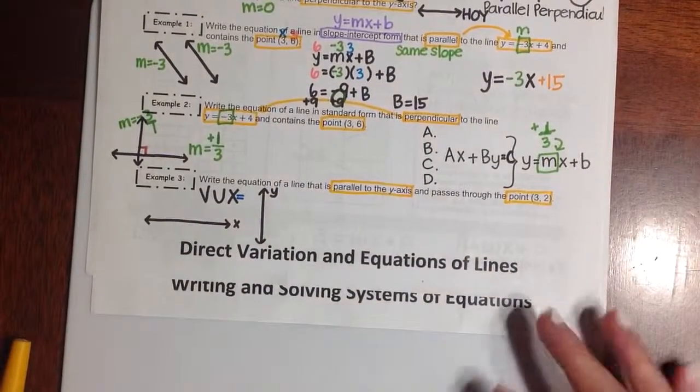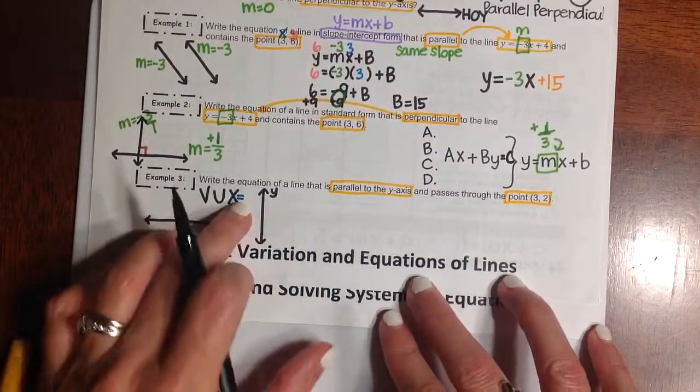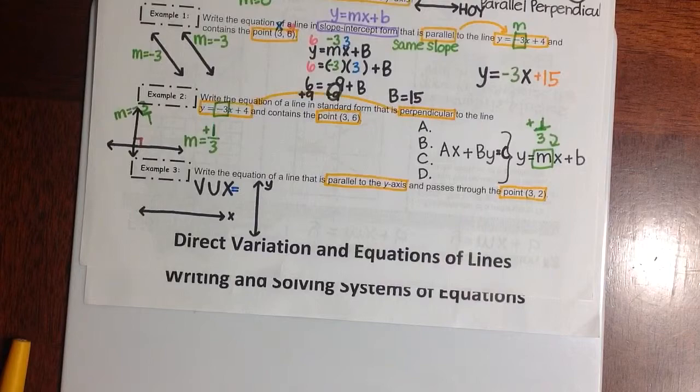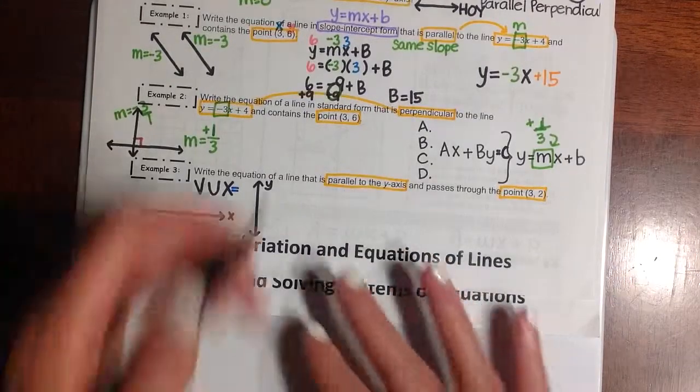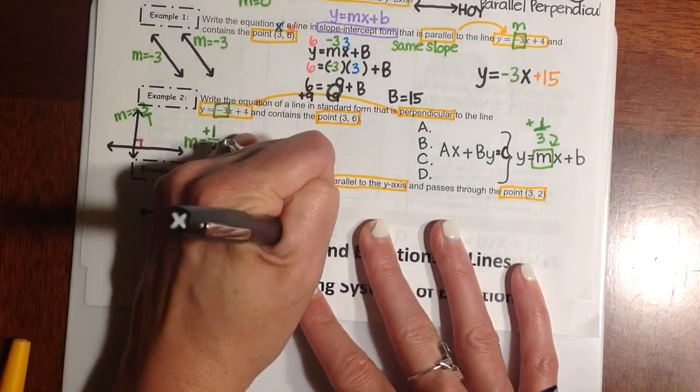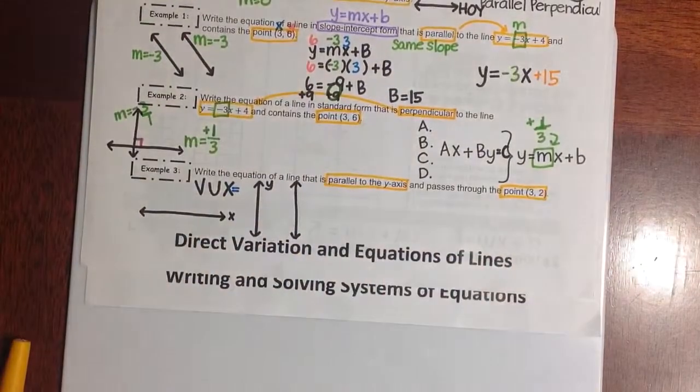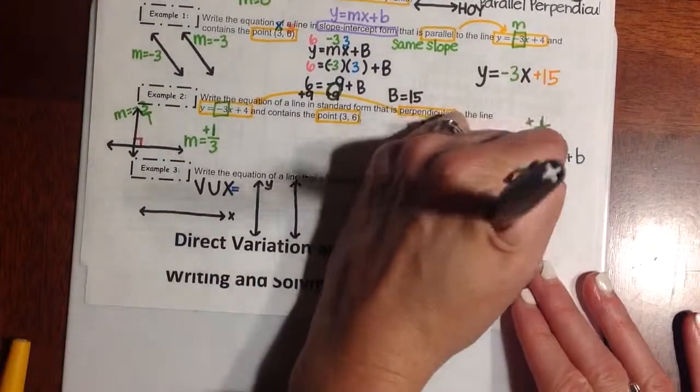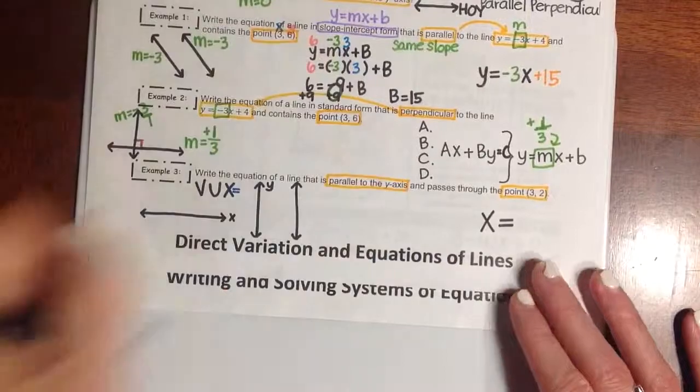So we've got a vertical line here, and remember, the slope is undefined and the equation is x equals. So I know that my final answer has to be x equals, because the line I want has to be parallel to the y-axis. So my line also has to be a vertical line. I know it's going to be x equals, I just don't know x equals what.